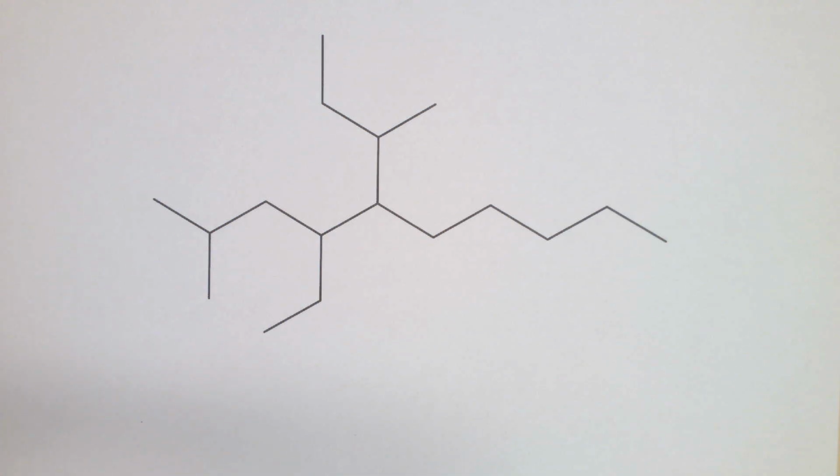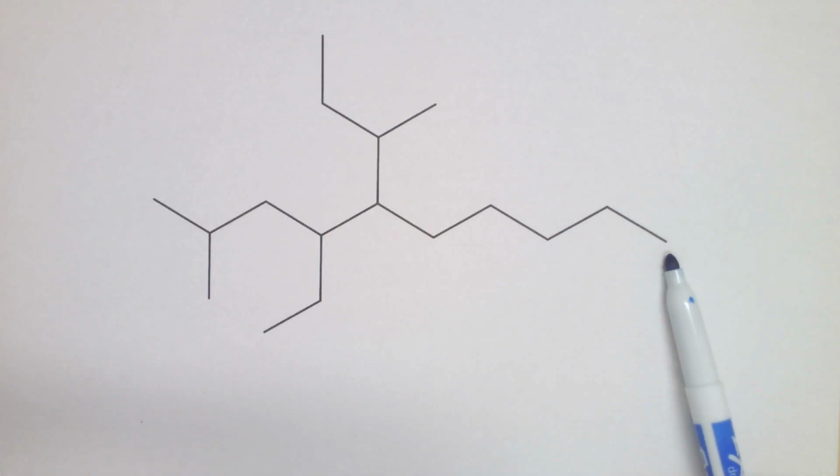Let's do some more examples of naming branched alkanes. In an earlier video, I laid out the rules and the steps for naming branched alkanes. I'll refer you to that video. The first step is to identify the longest continuous carbon chain.